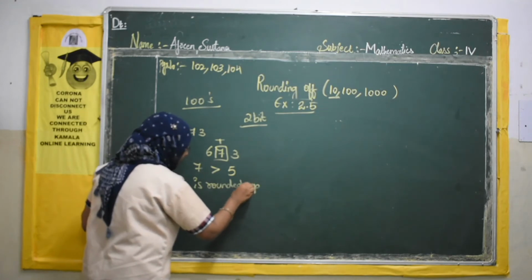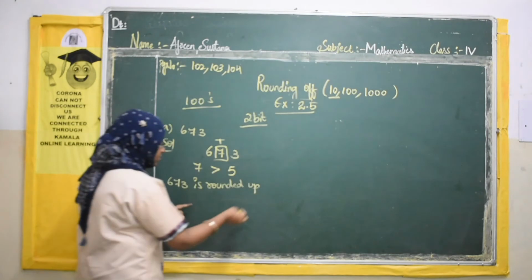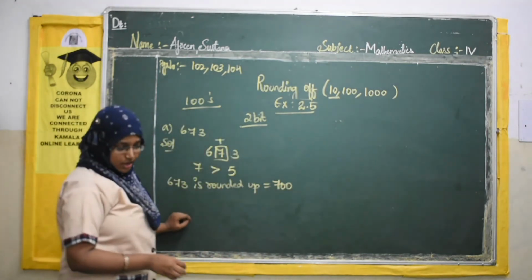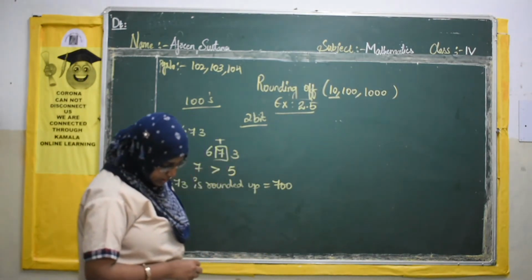So 673 is rounded up. Now what will it become? We will change the value here. Right? So it becomes 700. Next is 5173.